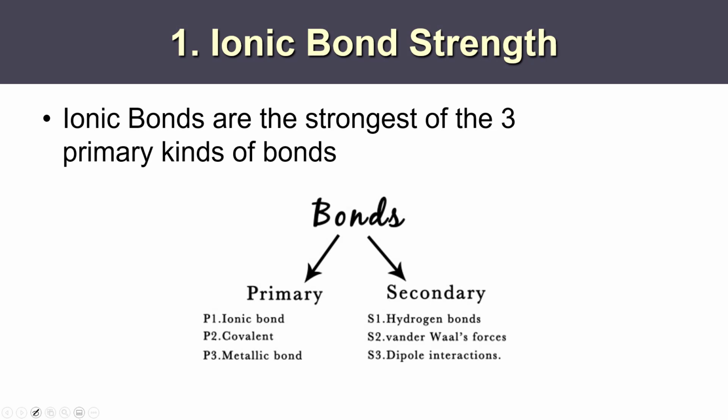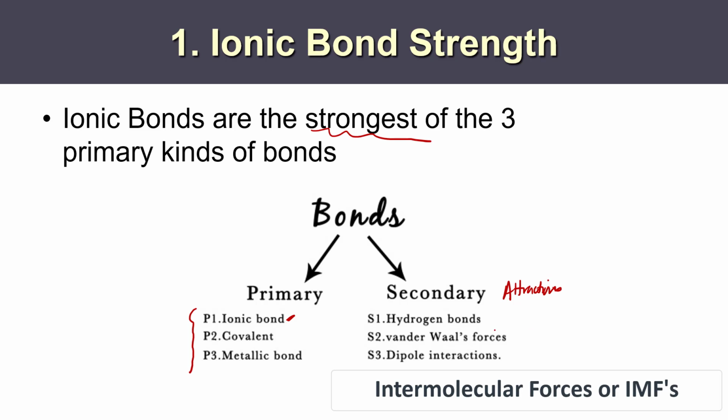So the first thing you have to know is that ionic bonds are going to be the strongest of all the three primary bond types. And those three are listed here: ionic bonds, covalent bonds, and something called metallic bonds that you haven't learned yet, but we're going to get to at the end of this unit. I do want to call your attention to the three secondary types of bonds, and I wouldn't even call them bonds. I would call them attractions, because they are going to be your intermolecular forces. They are your hydrogen bonds, your van der Waals forces, and your dipole attractions.